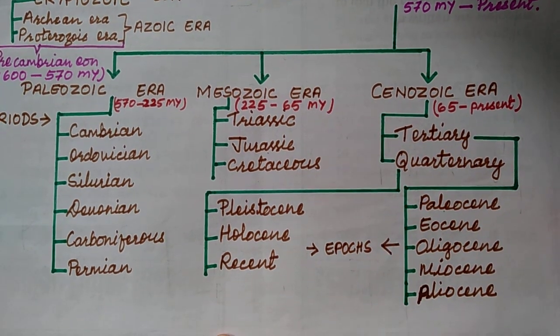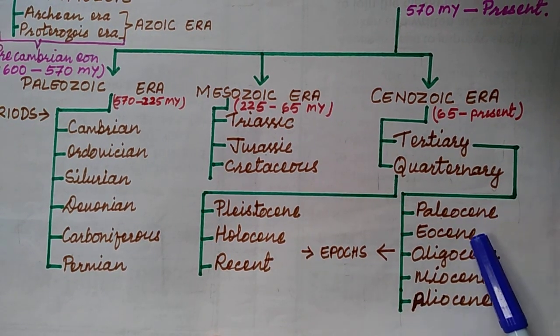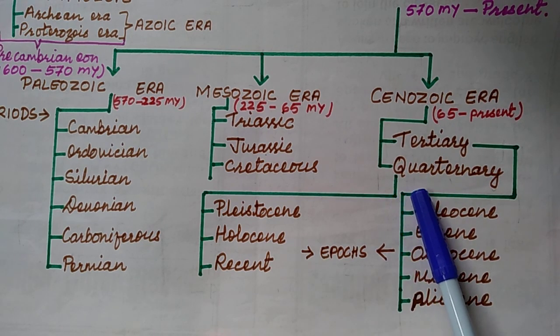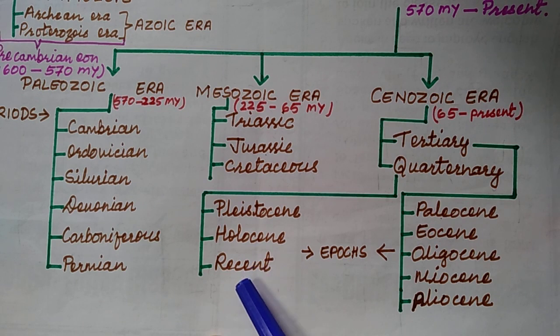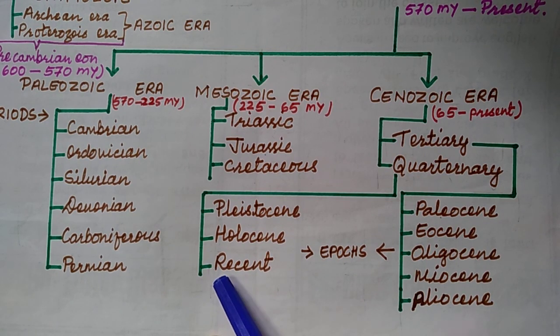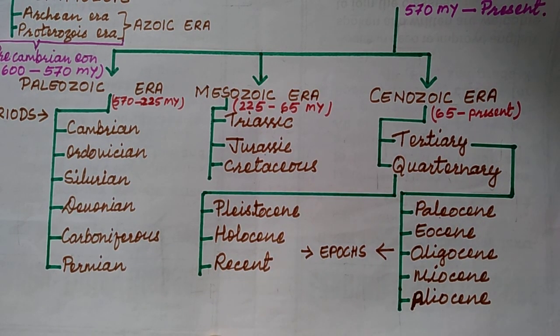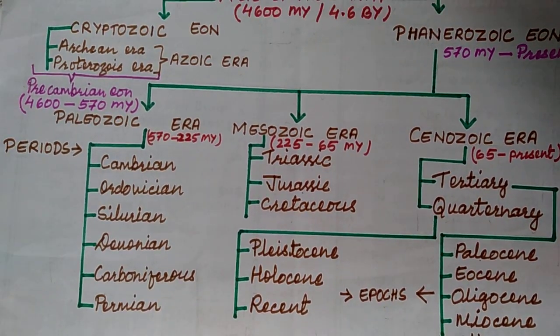The Tertiary period has been divided into these epochs: Paleocene, Eocene, Oligocene, Miocene and Pliocene. And the Quaternary period is divided into Pleistocene, Holocene and Recent epochs. Now we are in this Recent epoch. We are living in this Recent epoch. So these are the time divisions under the geological time scale. This is about only time divisions.